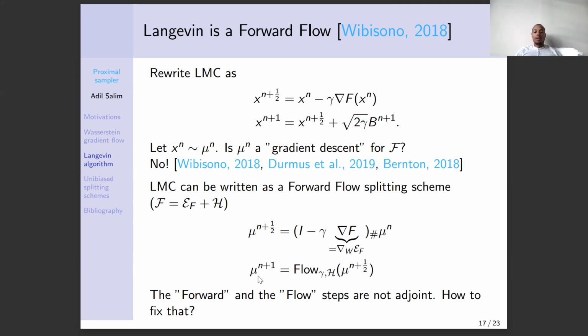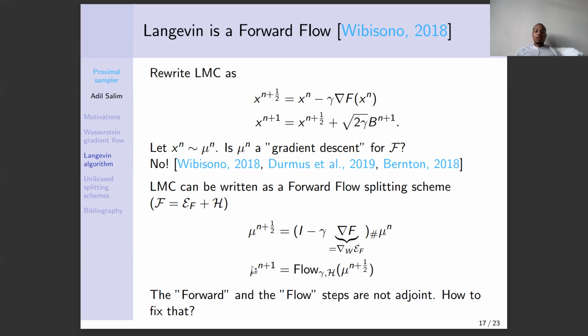How do I obtain mu n plus 1? I obtain mu n plus 1 by adding some Gaussian noise. But I explained earlier that adding some Gaussian noise corresponds to following the Wasserstein gradient flow of the entropy for a time gamma. Here, gamma plays the role of the time. So when I add a Gaussian noise scaled by square root of 2 gamma, actually I output the Wasserstein gradient flow of the entropy after a time gamma. That's why I denoted this by flow gamma h, starting from mu n plus half, the distribution of xn plus half.